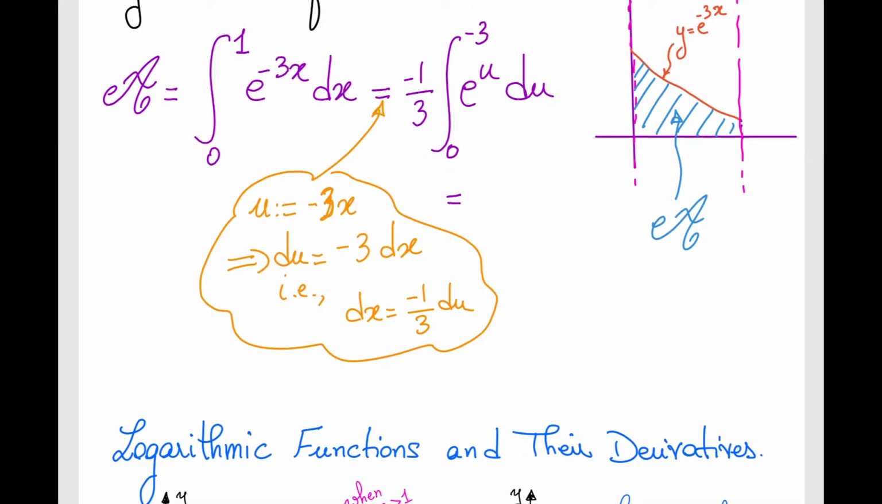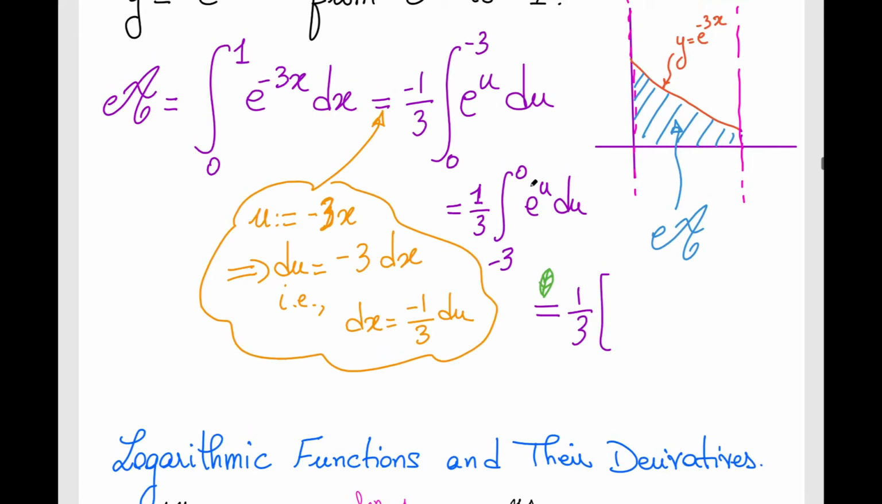that this is equal to 1/3 integral from negative 3 to 0 of e^u du, right? And now the leaf property applies. Okay, should have had it green all along anyway. And we get what? 1/3.